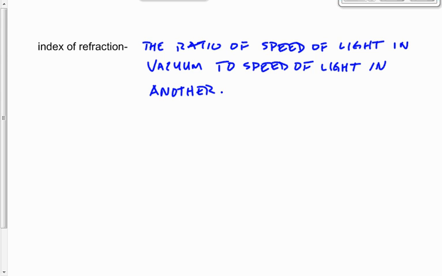So each material has its own index of refraction. Material A's index of refraction would be the speed of light in a vacuum as compared to the speed of light in material A. Material D would have an index of refraction that's equal to the ratio of the speed of light in a vacuum to the speed of light in material D. What does it really mean? I mean, that's our definition. But what does it really mean? How much light bends? The higher the index of refraction, the more light bends. The lower the index of refraction, the less light bends.